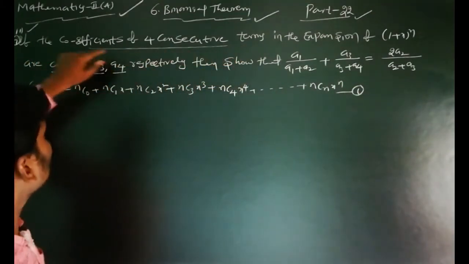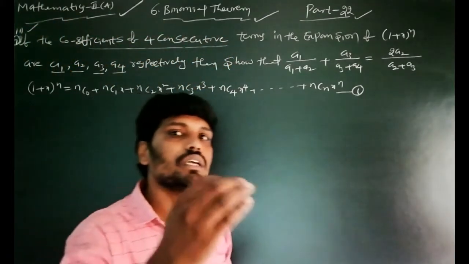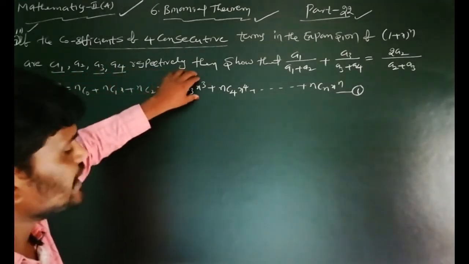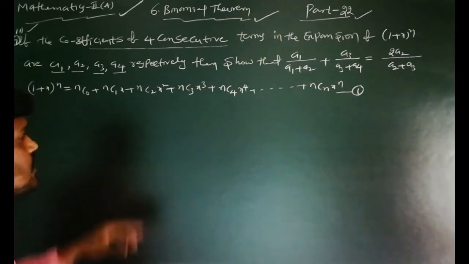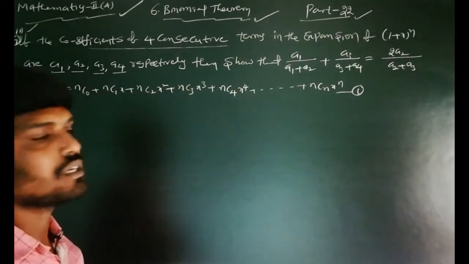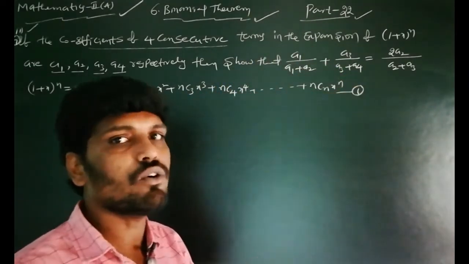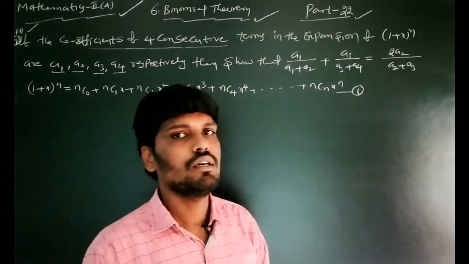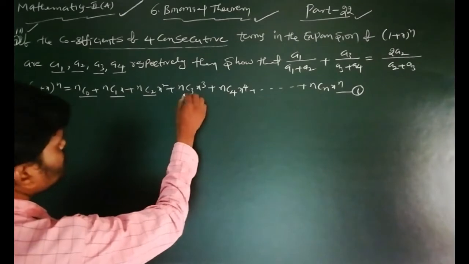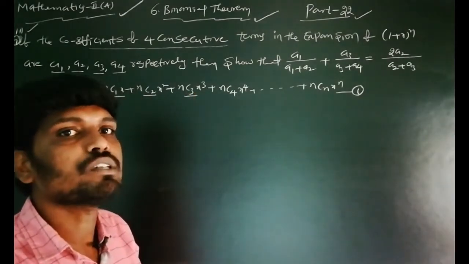In this expansion, the coefficients of 4 consecutive terms are nothing but nC0, nC1, nC2, nC3. These 4 are consecutive. nC1, nC2, nC3, nC4 would also be 4 consecutive, and nC2, nC3, nC4, nC5 would also be 4 consecutive. You have to take any 4. I will take the first 4: nC0, nC1, nC2, nC3 are the coefficients of the first 4 terms.